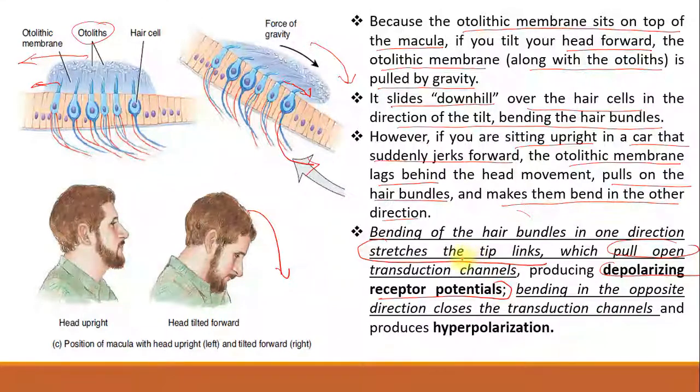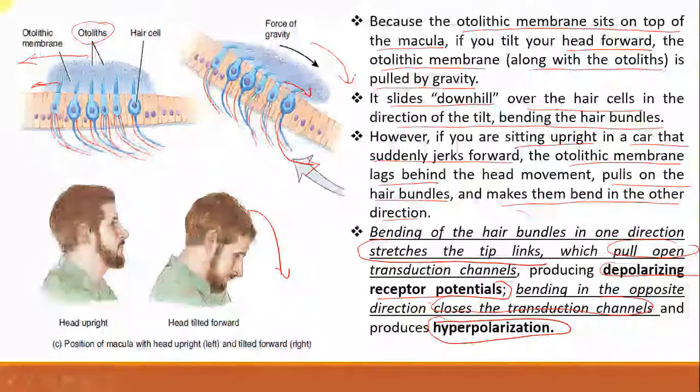But as in the example of this car, as our head jerks in the backward direction, what will happen? The bending in the opposite direction will close the transduction channels. So the opposite will happen in this case: the transduction channels will open when we tilt our head in the forward direction, and in the opposite case it will close the transduction channels and produce hyperpolarization.